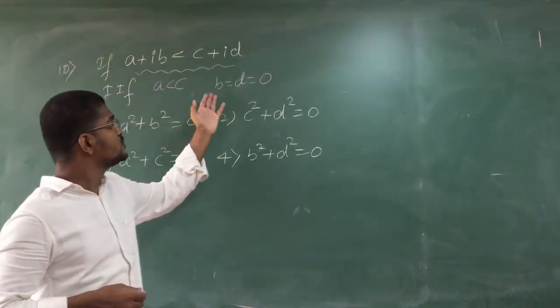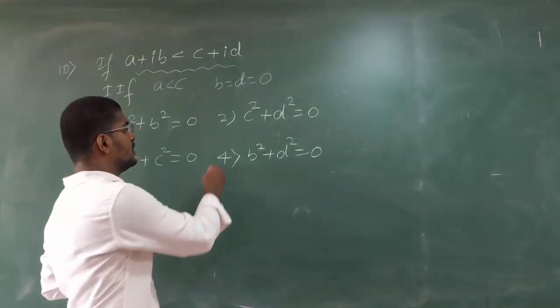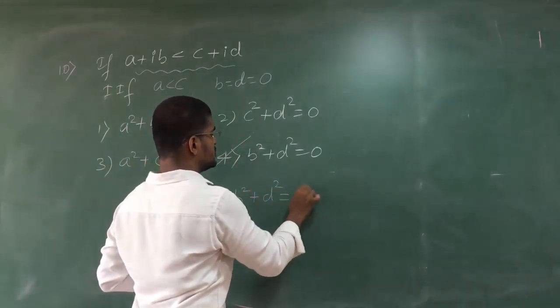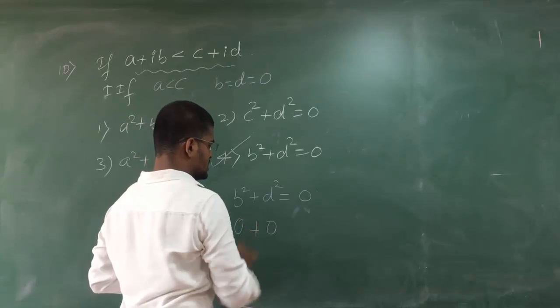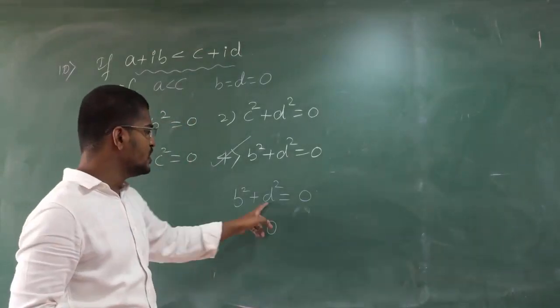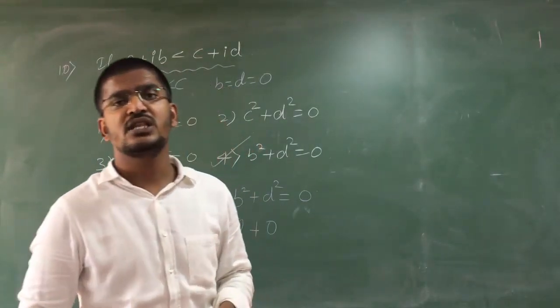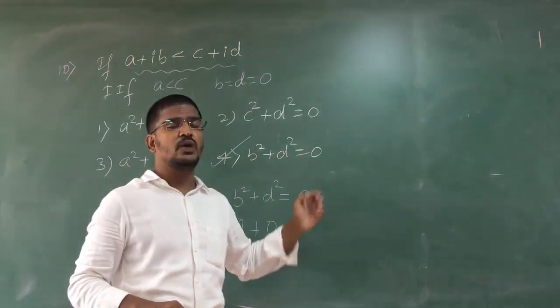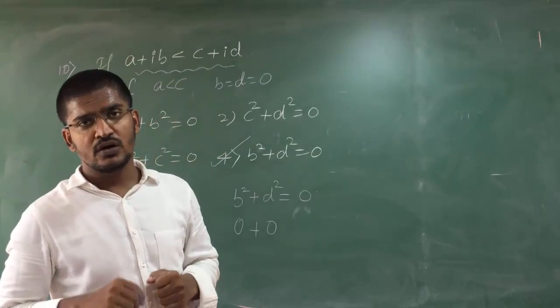So now if these two terms are 0, we know that b square plus d square is also 0, because b is 0 and d is 0, therefore it obviously gives an answer of 0. Therefore b square plus d square must be equal to 0. Clear? Okay.